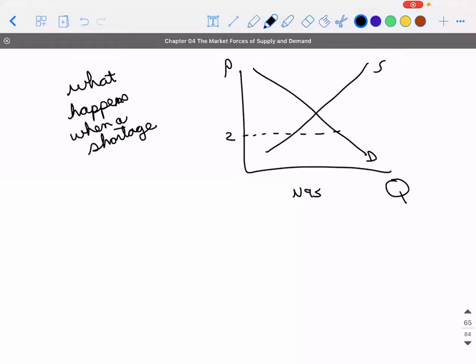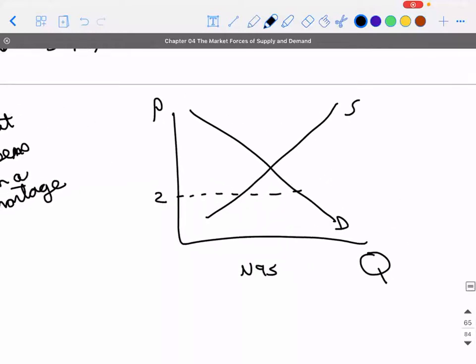And that at the price of $2, there was 100 sold. The people wanted 1,000. So the shelves are barren. There's nothing on the shelf. So what do retailers do? They raise the price.